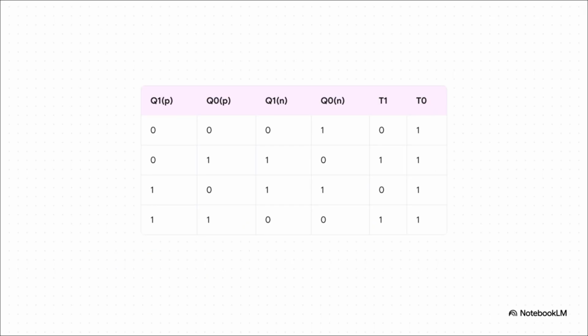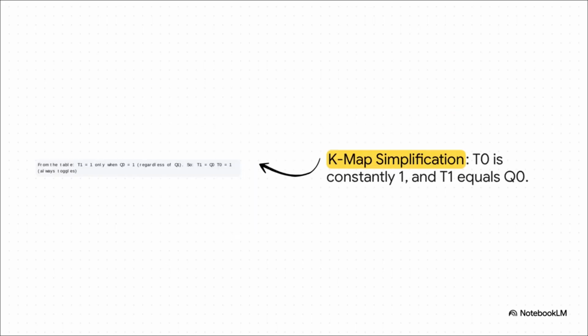Time for another practice exercise. Pause the explainer again, using the T flip-flop excitation rules we just talked about. Try to derive the required T1 and T0 inputs needed to force these exact state changes. Give it a shot yourself before we look at the answer. Okay, here is the solution for step 3. When you map your results into a K-map, you'll find that T0 simplifies down to a constant 1 because it's always toggling. T1, on the other hand, simply equals Q0.